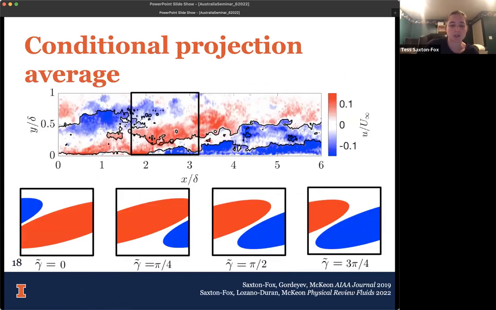Okay, so again, we're going to do this conditional projection averaging. We're going to take our data, label it with some phase by doing a projection onto a model, and then average all of the snapshots that have the same approximated phase. All right, what does this give us?